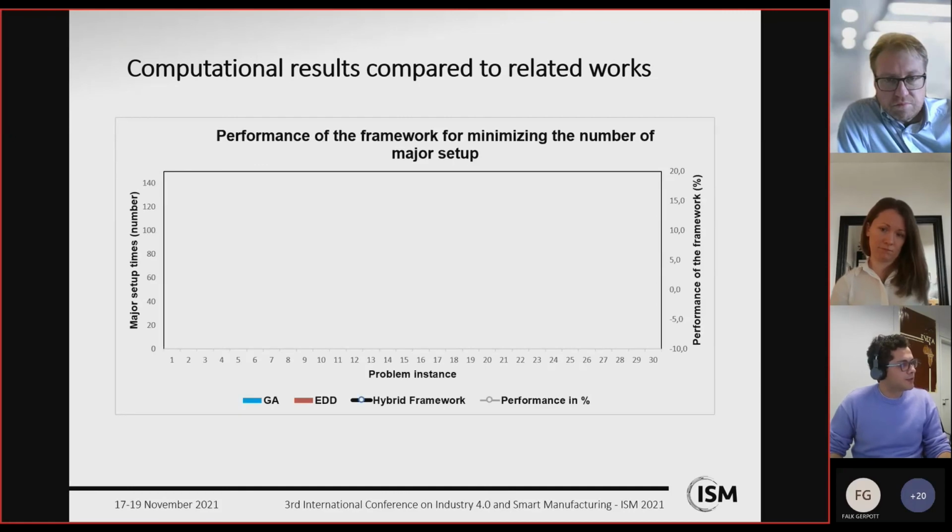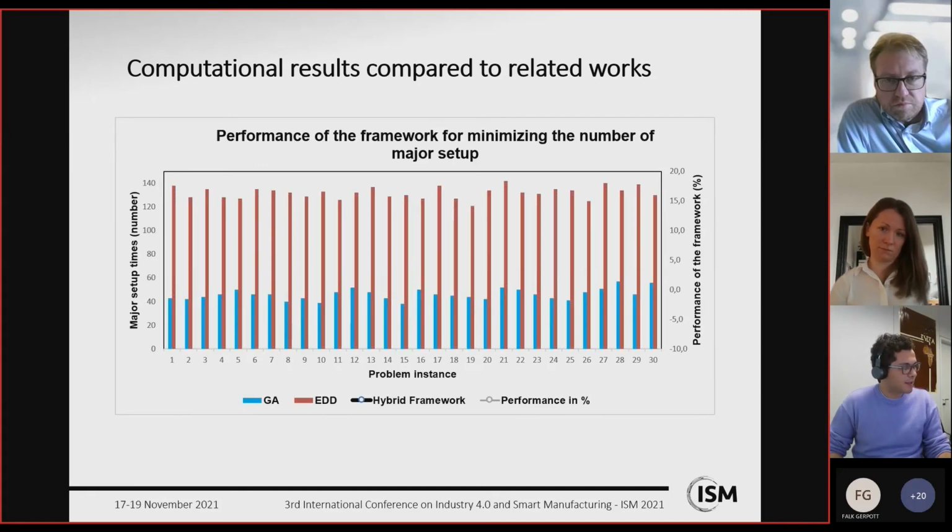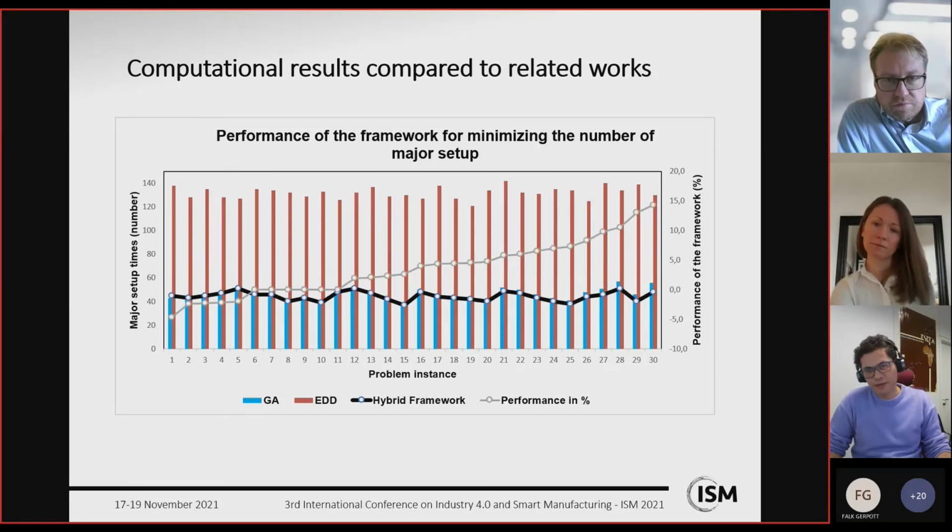Now let's take a look at the number of major setup times and how that looked. We have a similar tendency. However, the increase in performance is quite a bit less than for the max span, but it shows the same tendency. You see here that the genetic algorithm still outperforms for solving 5 problem instances, while the multi-objective hybrid technique outperforms all other techniques for solving the other 26 problem instances, with an outperformance that reaches up to 15%.